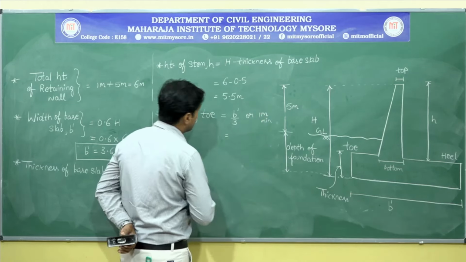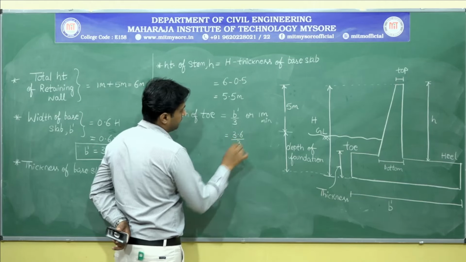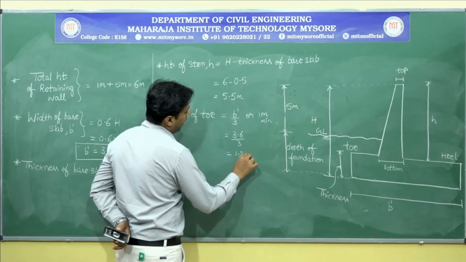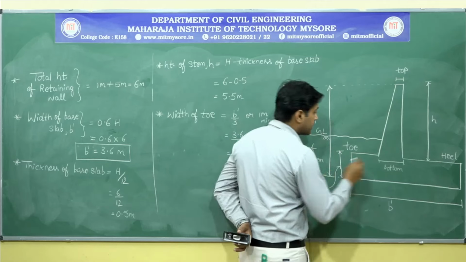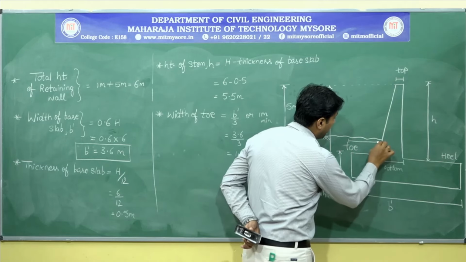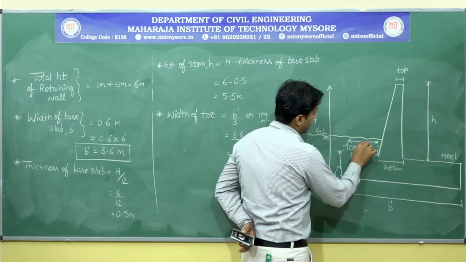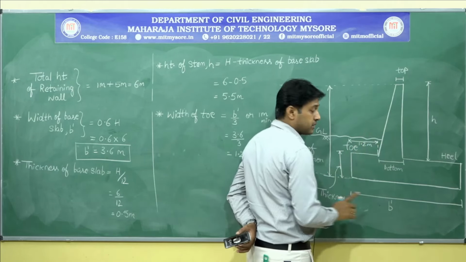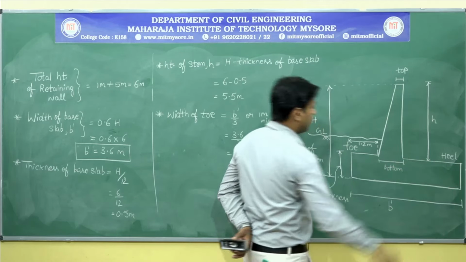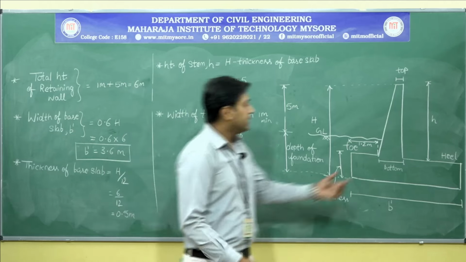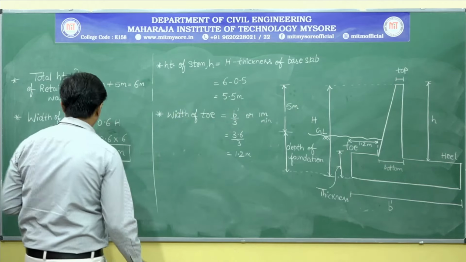What is the value of B dash? It is 3.6 by 3, that is 1.2 meter. So I got the width of toe, which is 1.2 meter. Still, I want the heel projection and I also want the bottom width of the stem. If I calculate the bottom width of the stem, I can easily calculate the heel portion.